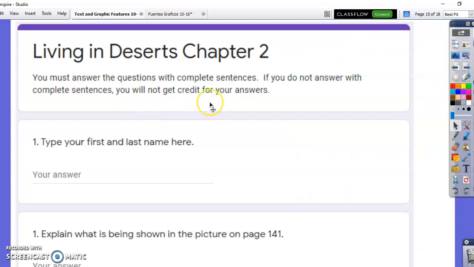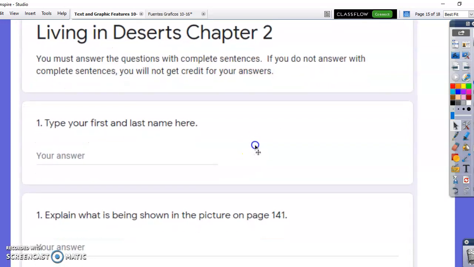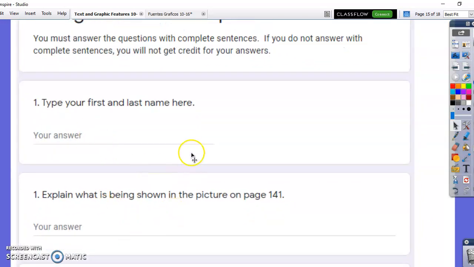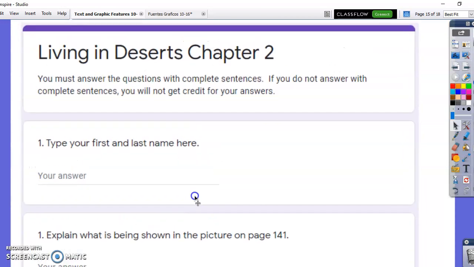This is the Google form in my Google Classroom, and I put here in the directions, you must answer questions with complete sentences. If you do not answer with complete sentences, you will not get credit. I understand if they miss a period or something, I'm not going to count off, but what I'm getting here is one-word answers, and that is not going to work. You cannot answer it with just a one-word answer. If that's the case, then I'll call you to my small group. I will message your parents, and we will have to do it again.